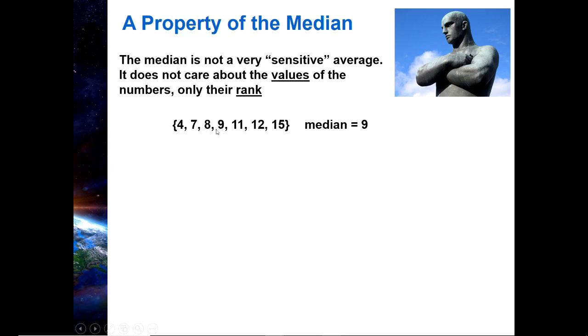So by way of example, if we have this data set, the median would be 9. Why? Because we have 3 scores below it and 1, 2, 3 scores above it. So it's right smack dab in the middle. That's the median. What if I changed one of the numbers here, so 15, and plugged in 666? You all know what that's supposed to symbolize, right?